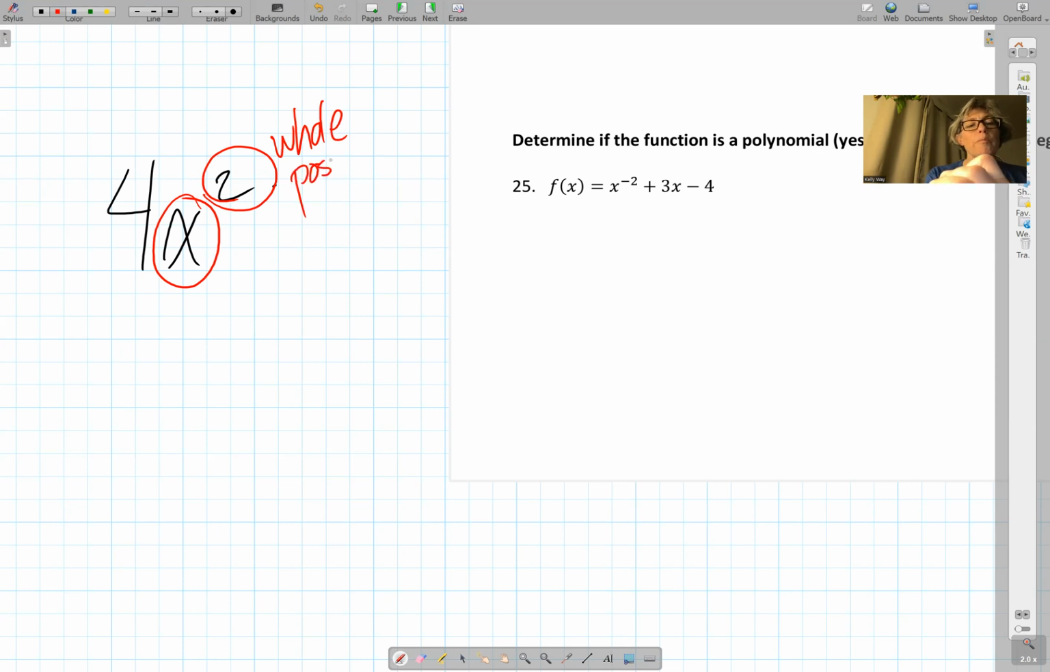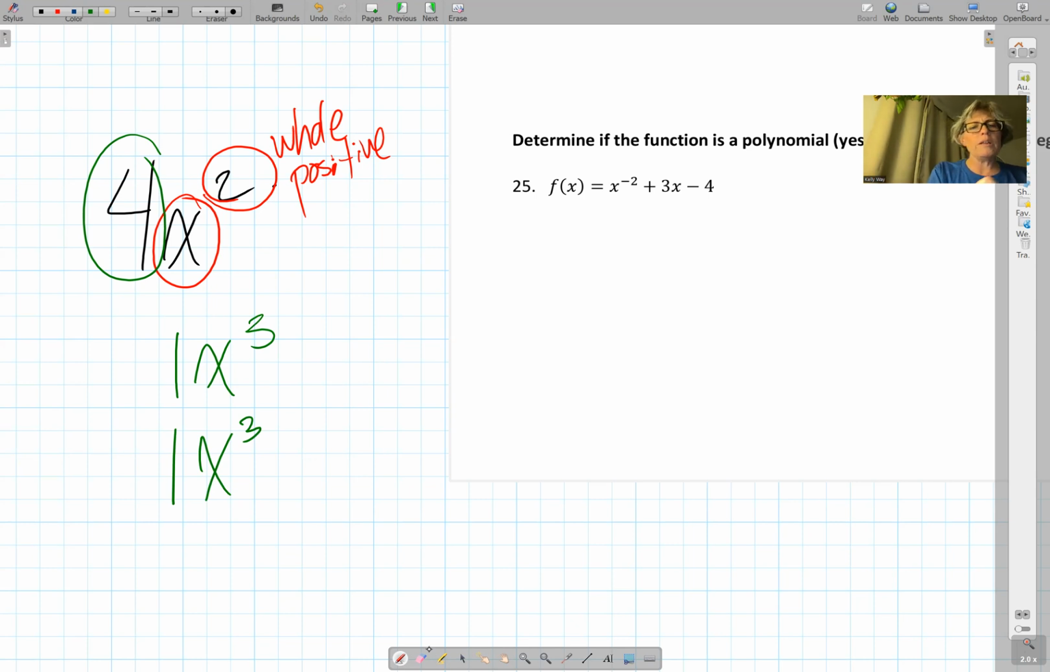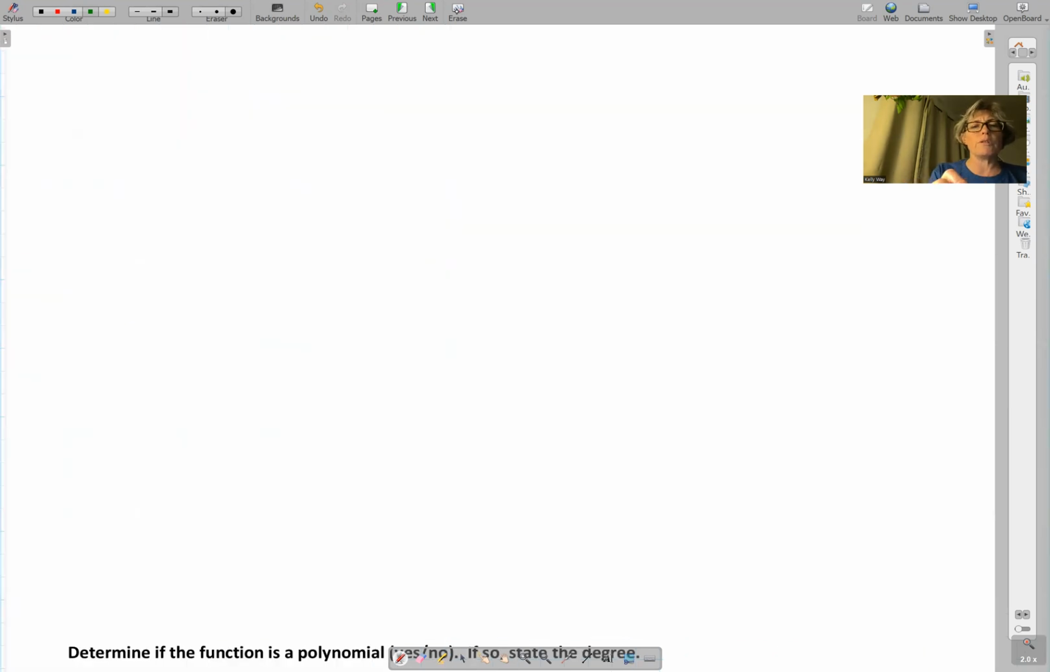Whole positive exponents, along with some sort of variable, some sort of coefficient. And a coefficient of 1 counts also. So just realize when you see something like x to the third, technically there's a polynomial there because there's a 1. All right. So that is essentially a polynomial. Now, things that are not a polynomial.